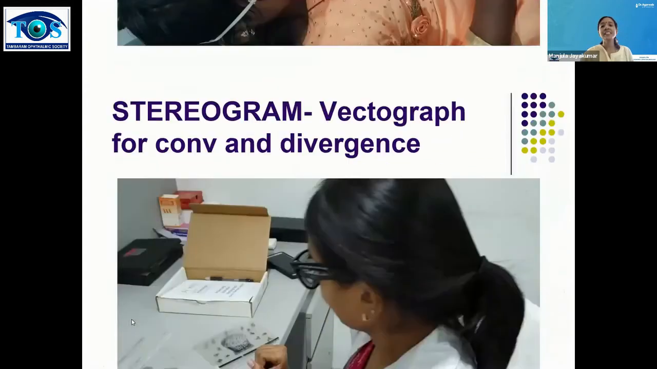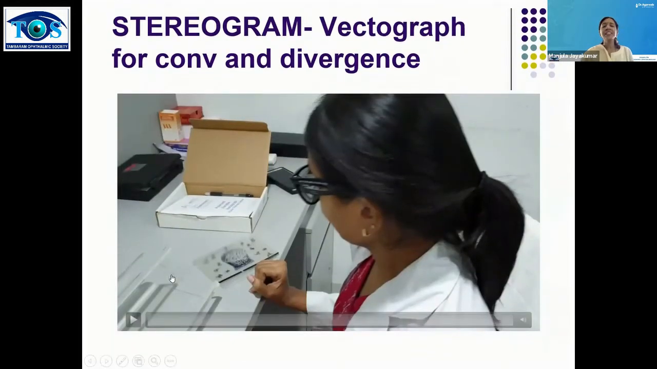And then this is a small video on stereogram. You use your polarized vectographs. Why I'm showing you this is that you can use your polarized vectographs with your polarizing glasses to also treat your patients. These vectographs can be used for improving convergence and divergence. So we'll quickly play this video.